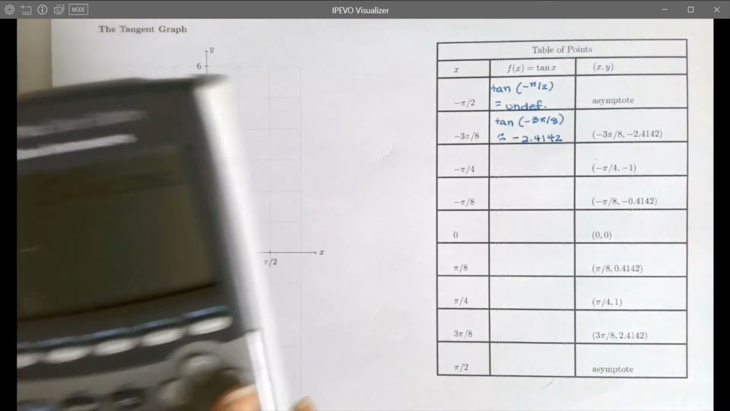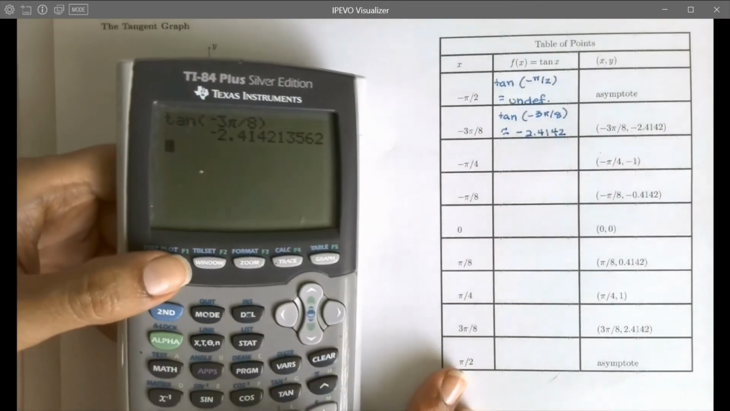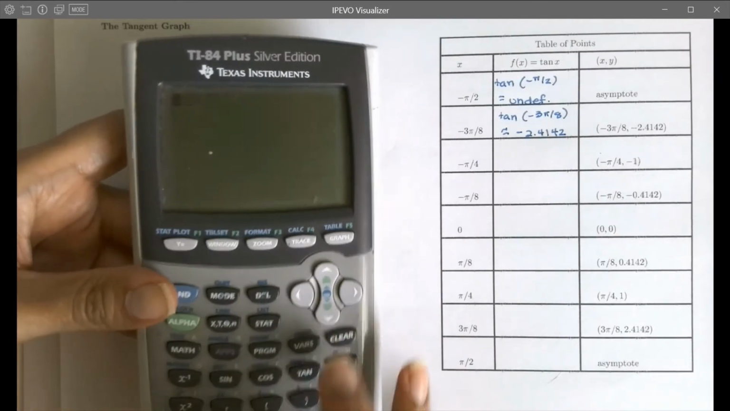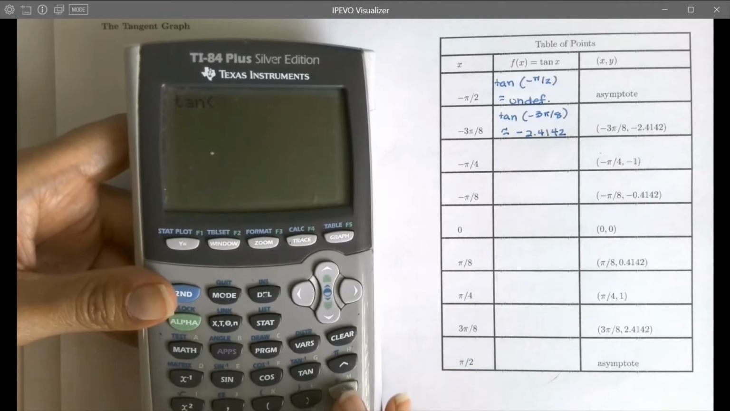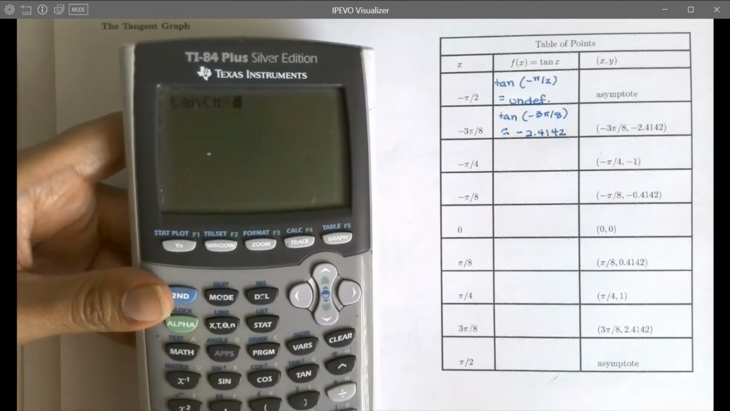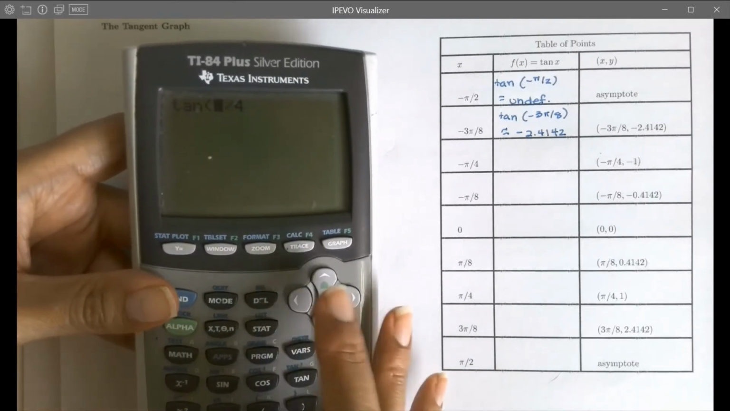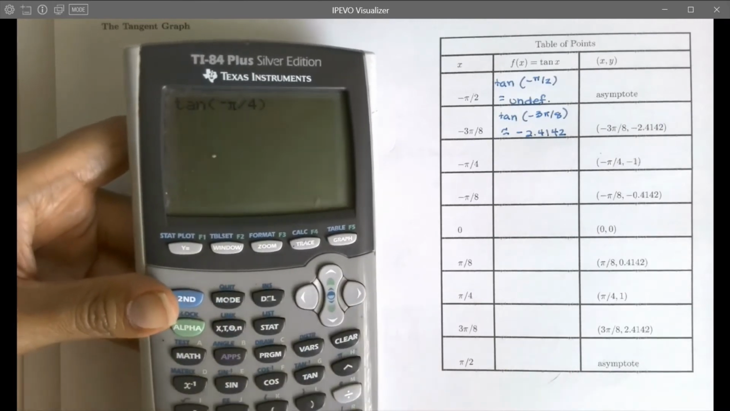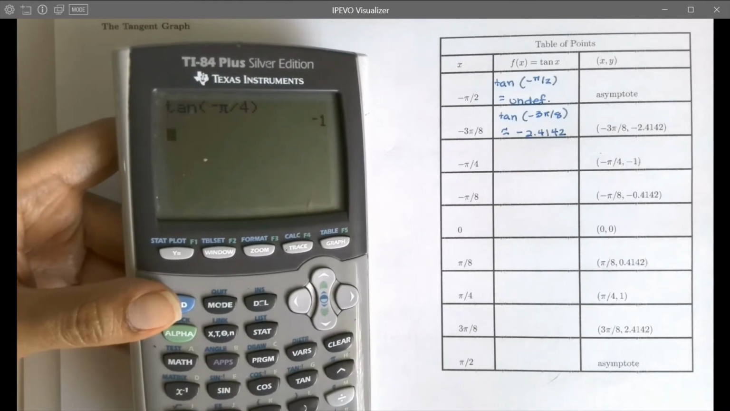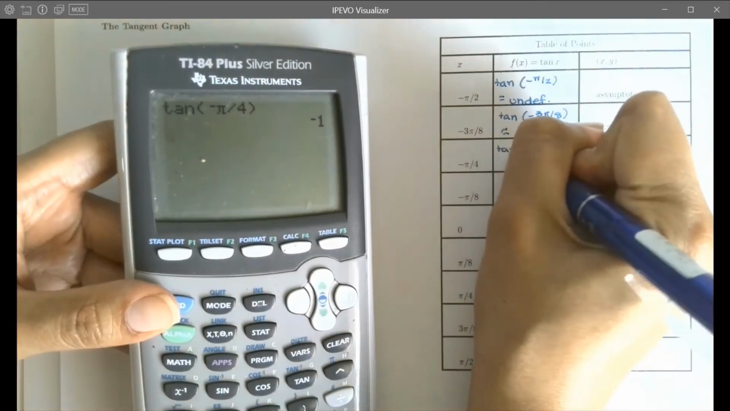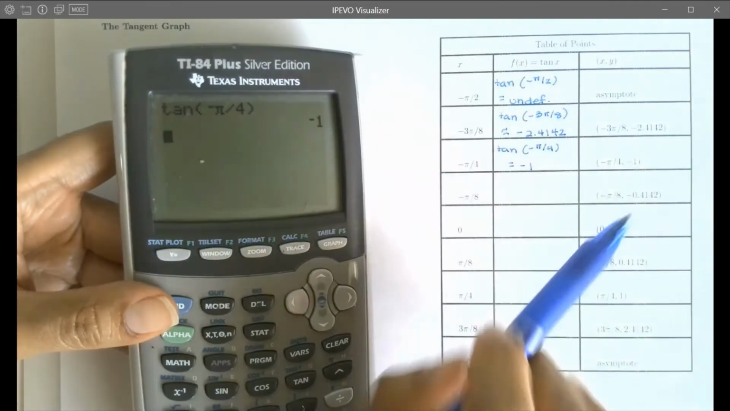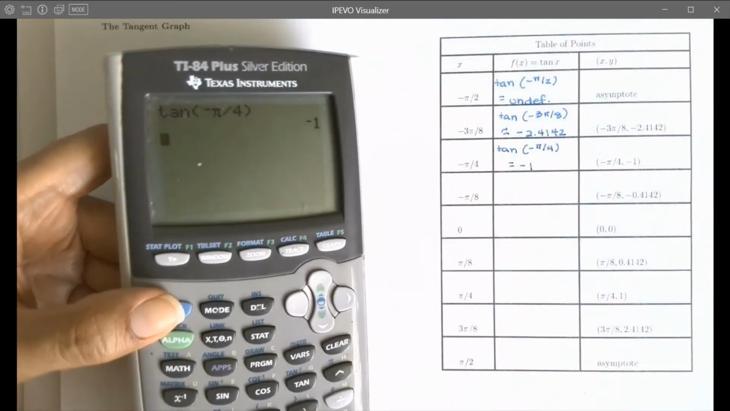If we take a look at the next one, tangent of negative pi over 4, that one you have the option to use the unit circle to help you find, since pi over 4 is on the unit circle. But just because we already have our calculator in our hands, let me go ahead and punch it in. Tangent of negative pi over 4 is negative 1. So that agrees with the y value there.